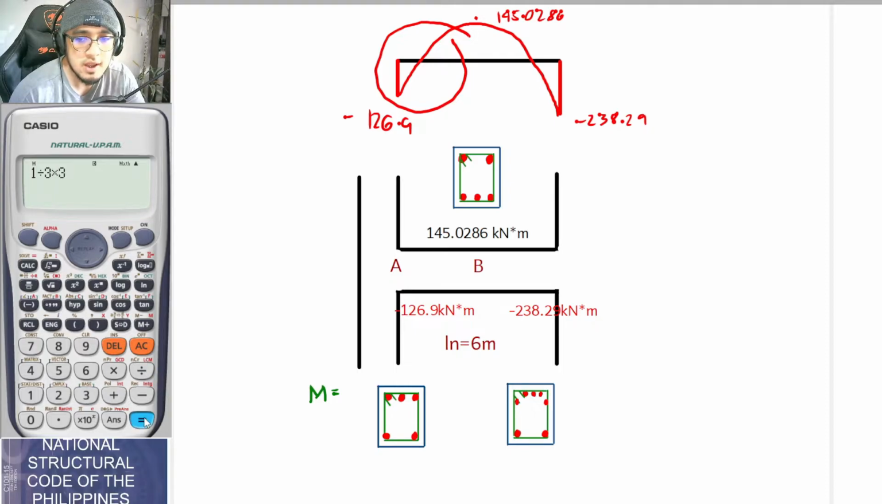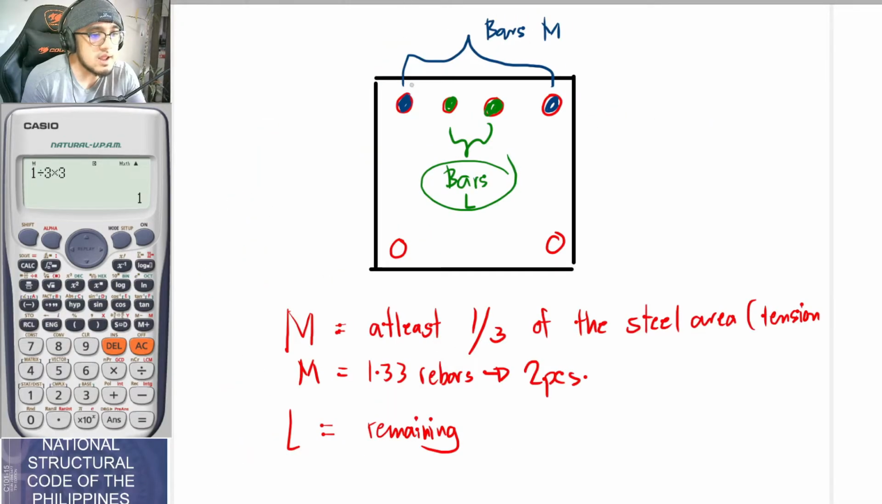So 1/3 times 3. By the way, guys, I am just multiplying by pieces because they have the same size. But if they have different sizes, what you will be doing is getting 1/3 of the area. So our answer here is 1. But if we would just be extending 1 up until the point of inflection, that would not be good. So I can say that for your M here, since from the provision I have stated, it is to be at least 1/3, we can actually increase.